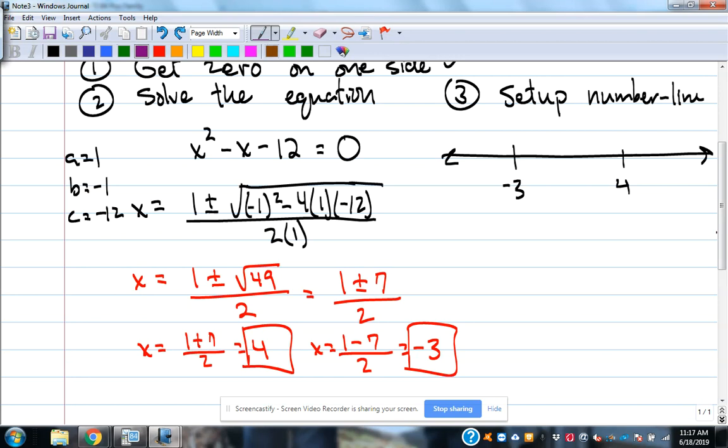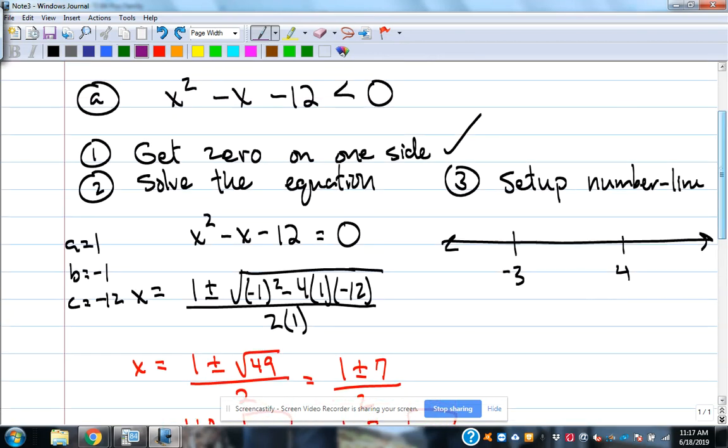We know because it is a regular less than symbol that those numbers are not included. Okay? So we need to check answers to the left and to the right of each of those. So we need to pick a test point. 3 different tests. I'll do 3 different colors here.